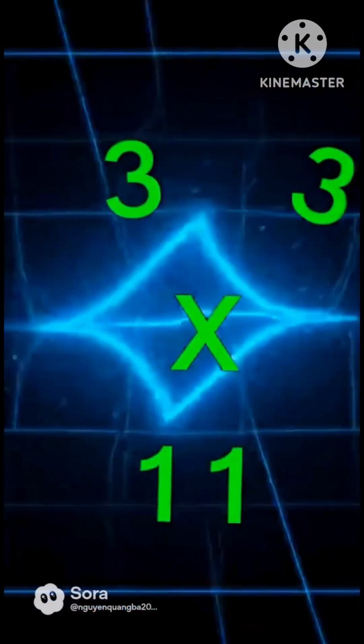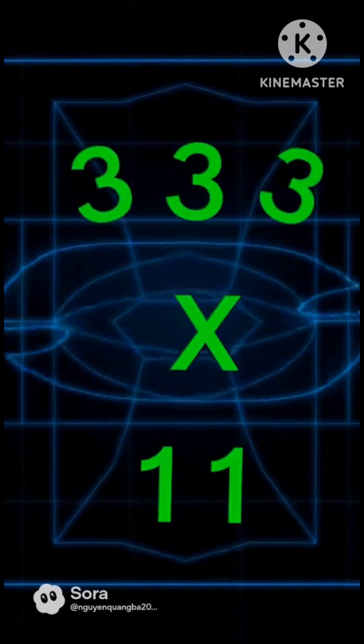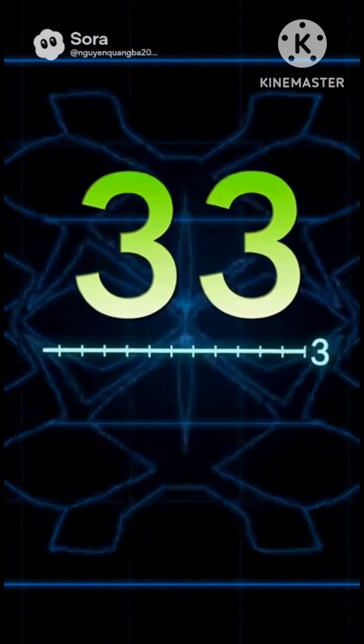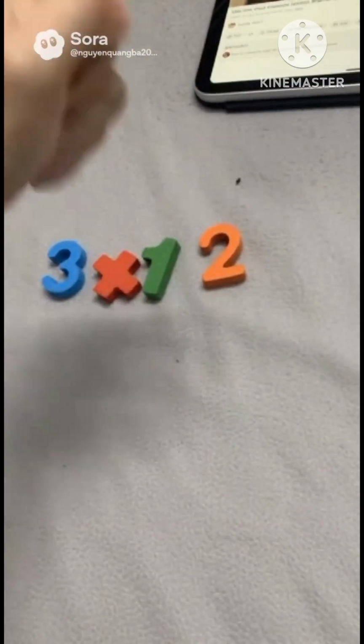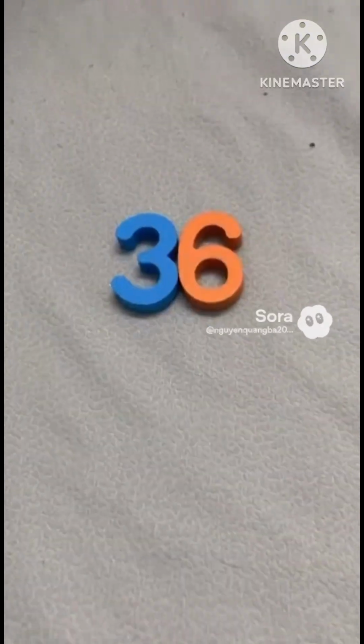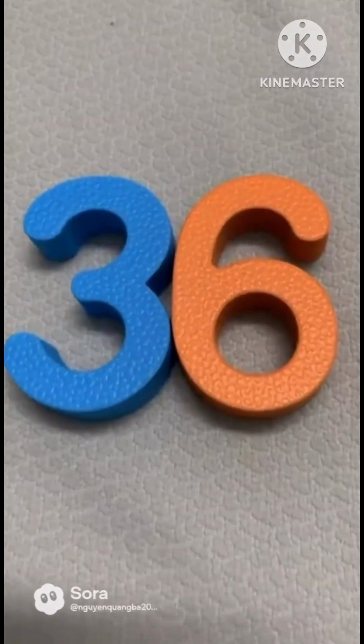3 times 11. Stack them up, multiply, and watch the magic happen. The answer shines bright: 33. 3 times 11 equals 33. Ready? 3 times 12. Let's throw 3 punches. 1, 2, 3. And just like that, the answer pops out: 36.